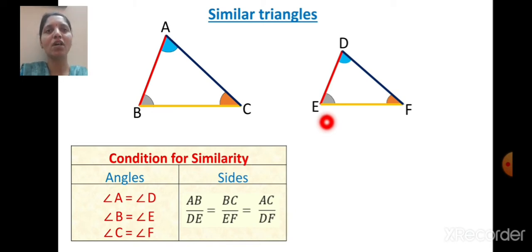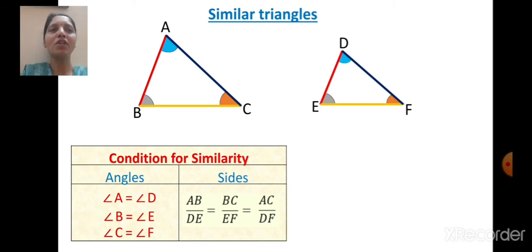So here in these two triangles, if angle A is congruent to angle D, angle B is congruent to angle E and angle C is congruent to angle F, then you can say that triangle ABC is similar to triangle DEF. Similarly, you have to find the ratio of their corresponding sides. That is AB is to DE should be equal to BC is to EF should be equal to AC is to DF. Then you can say that these two triangles are similar.